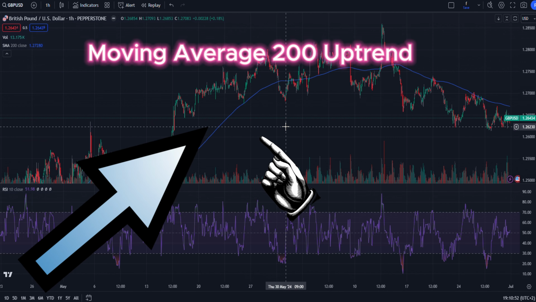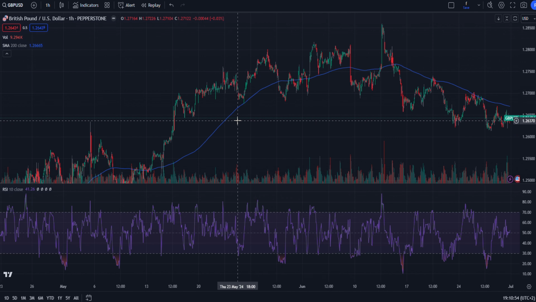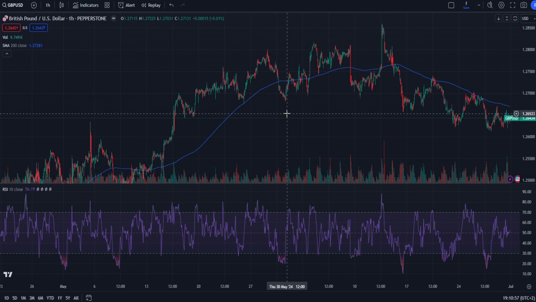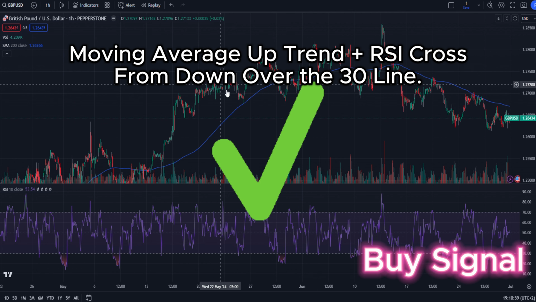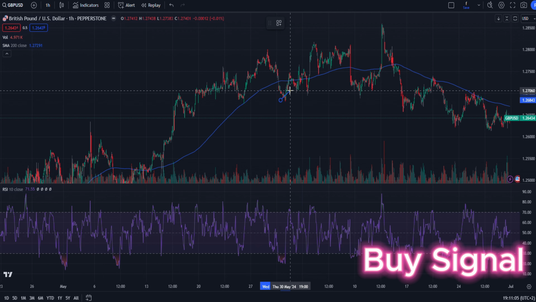This is a buy trade, RSI plus moving average. You can clearly see the moving average is in an uptrend, and the RSI shows us a buy signal. Both indicators show us a trade signal in the up direction. This means the signal is confirmed.